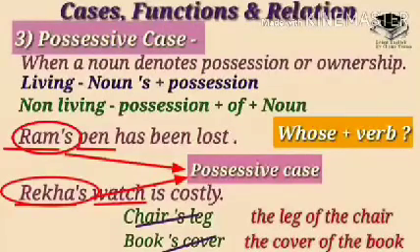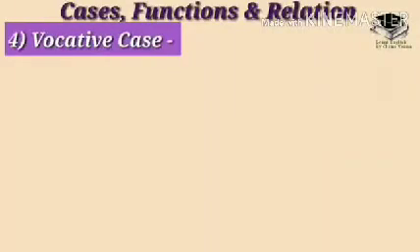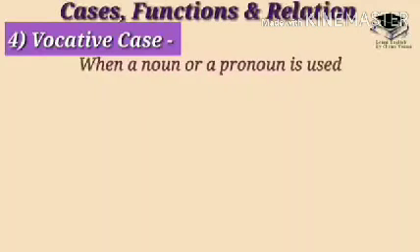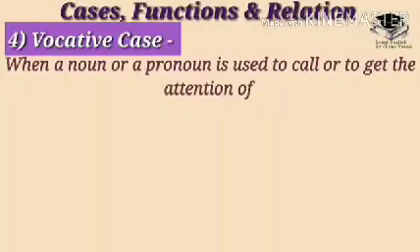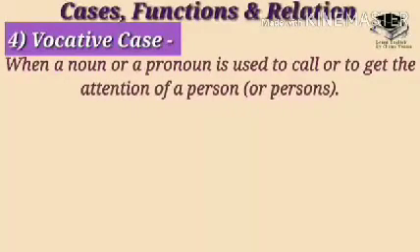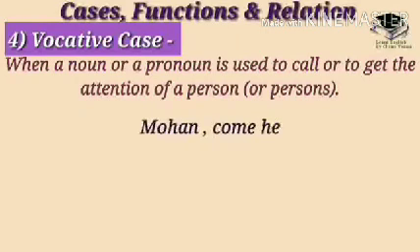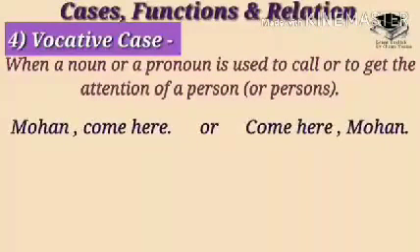When it is a living thing, the possession is shown with the noun. And the fourth one is the vocative case, and this is the last one. What is vocative case? When a noun or pronoun is used to call or get the attention of a person, it is called vocative. Like this: Mohan, come here, or come here, Mohan. After the noun here we use a comma, and before the noun we use a comma. So in both sentences Mohan is the vocative case.